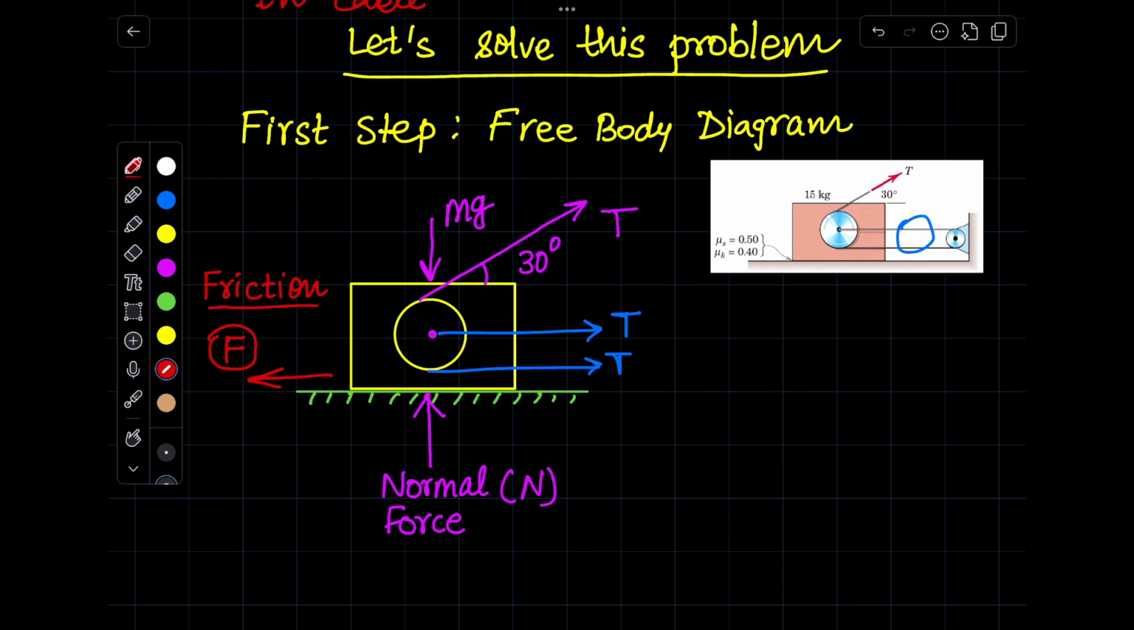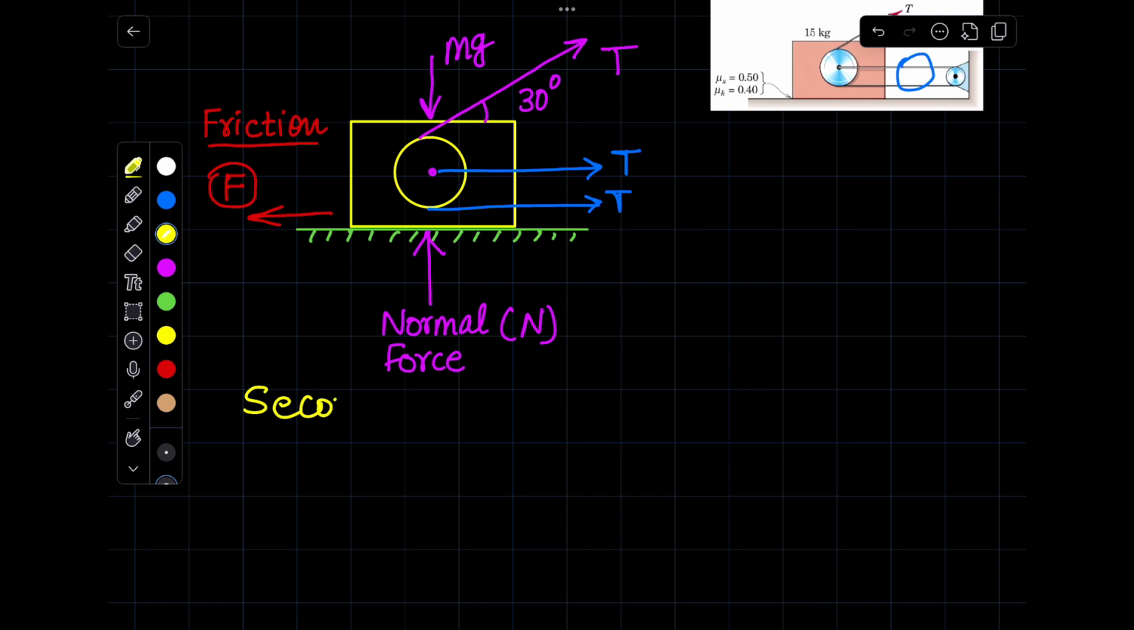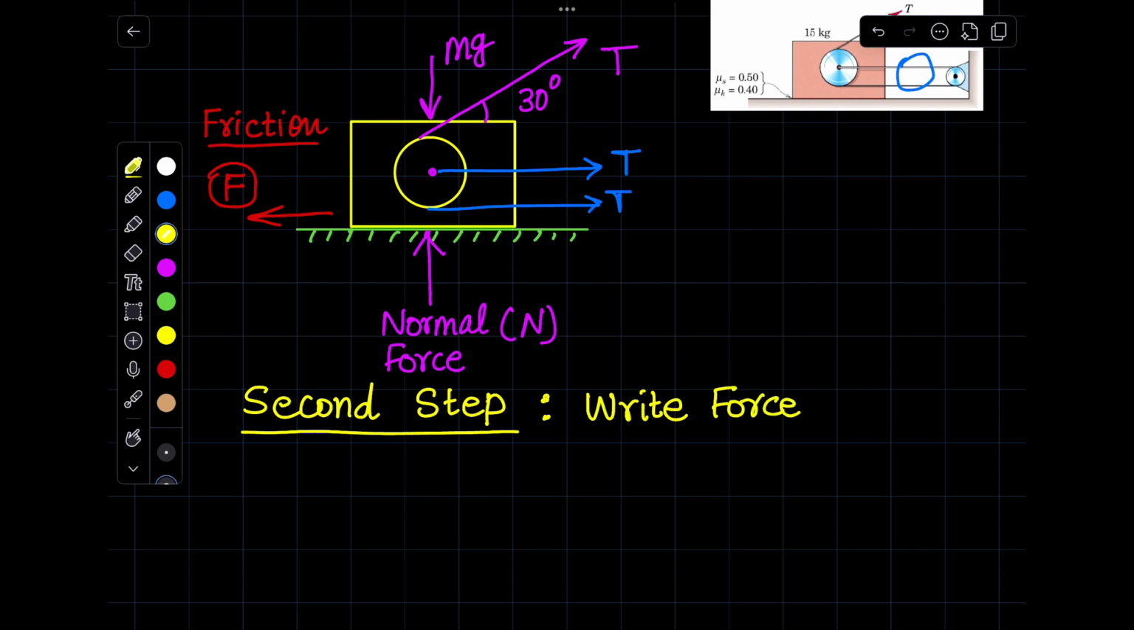Okay, so till now we do not know in which direction this block will move, but as per this picture we assume that this block is going to move to the right side because tension is applied. But I don't make any assumption. We solve this problem by using x and y axes, and whatever the result is, we will then determine the motion of this block.